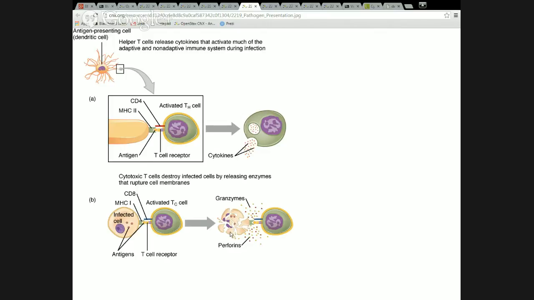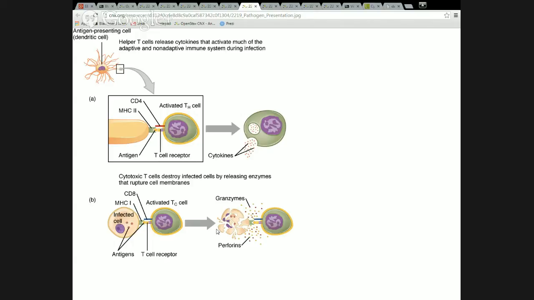sort of blow up. Now, it's not making it blow up and fragment exactly like this picture's depicting, but something along those lines is happening. Granzymes are enzymes that when they get into the cell, they start breaking down the macromolecules in the cell, the DNA and the proteins and all that sort of thing, and just destroys the inside of the cell. Perforins are proteins that make holes or perforate the cell membrane, okay?